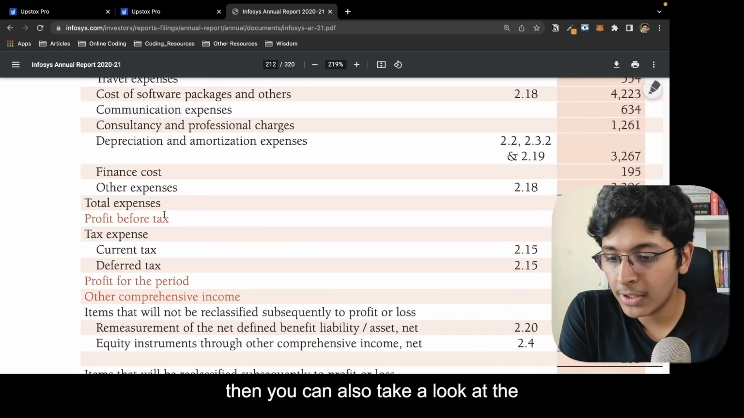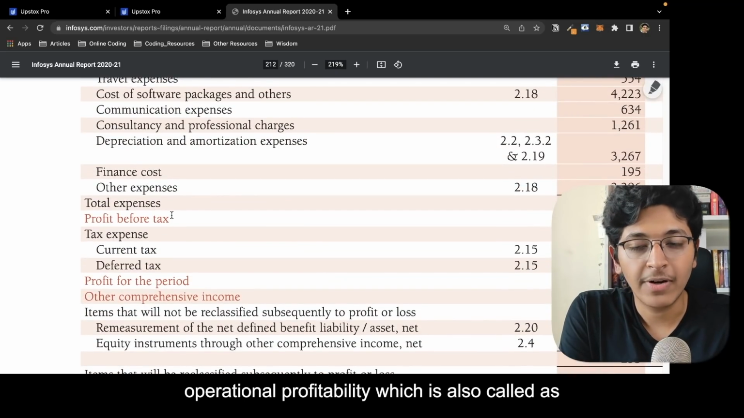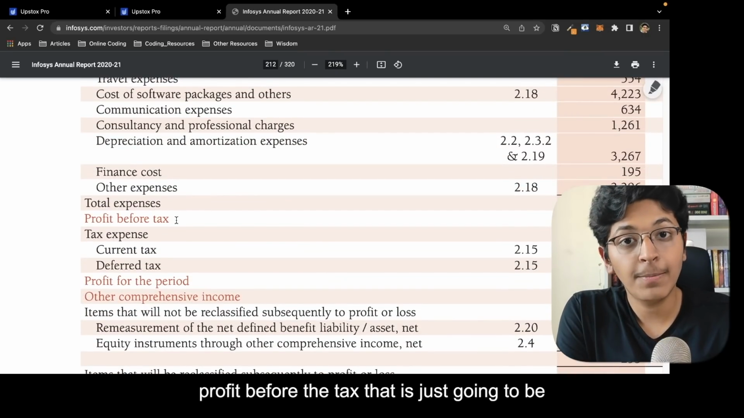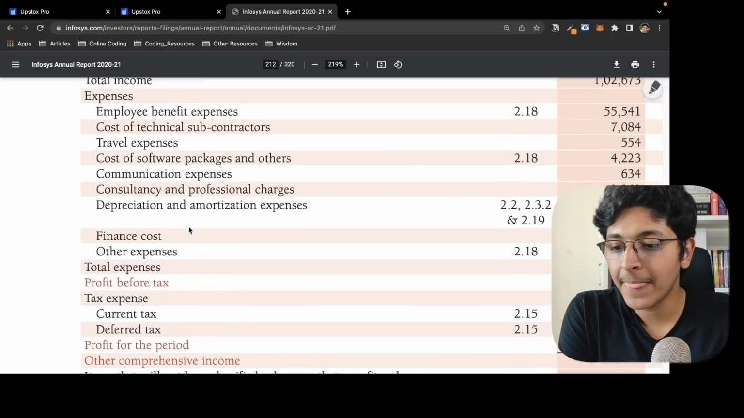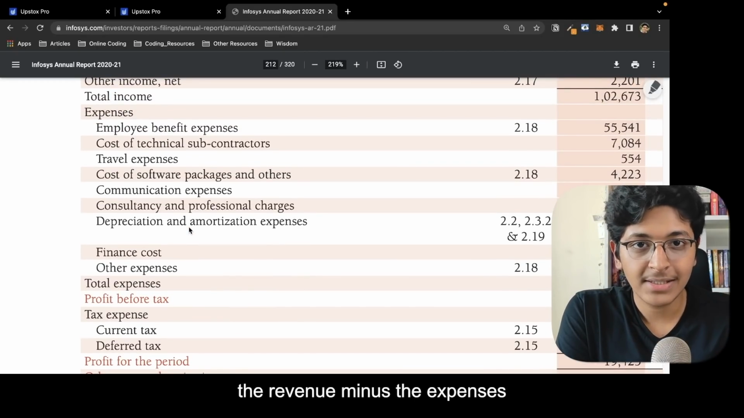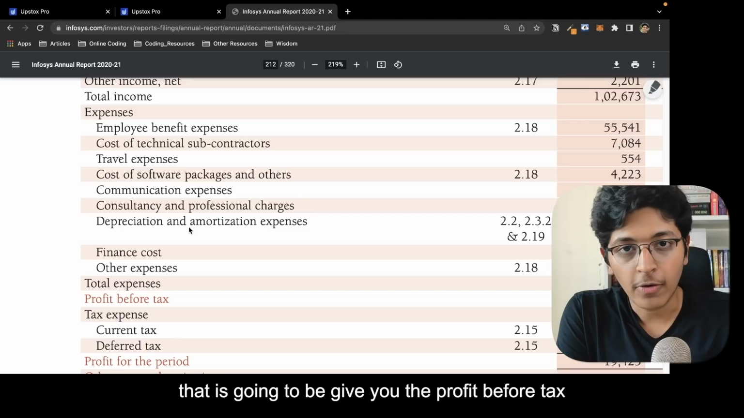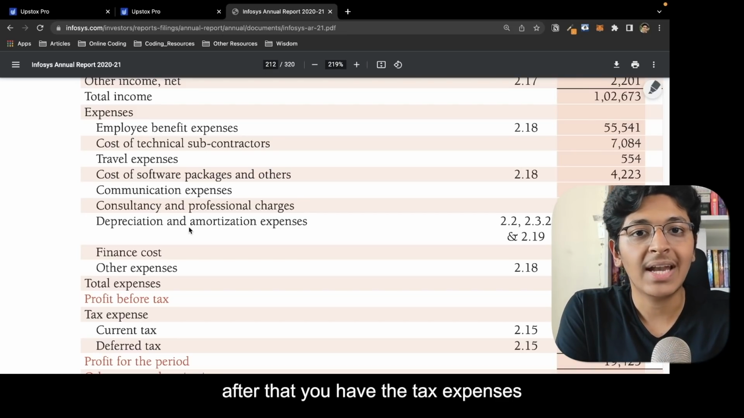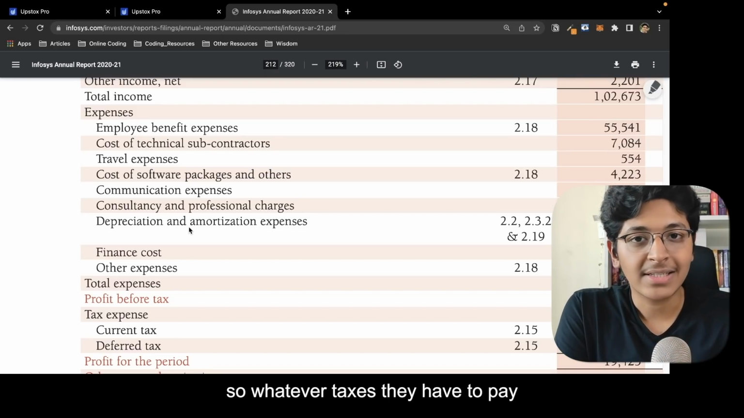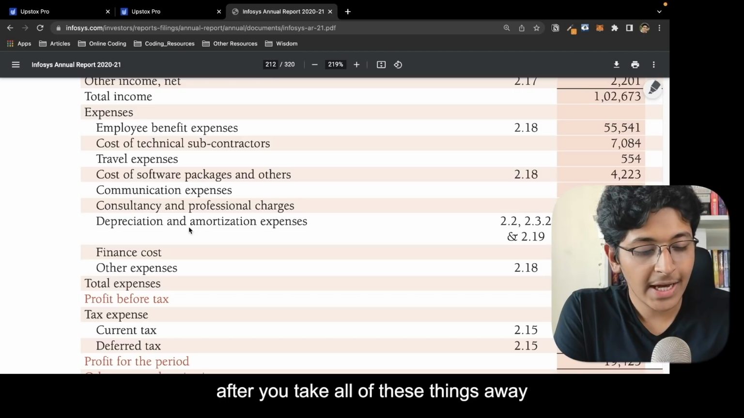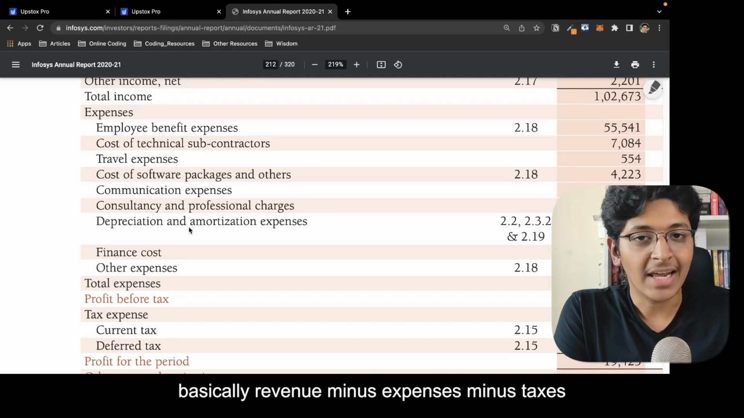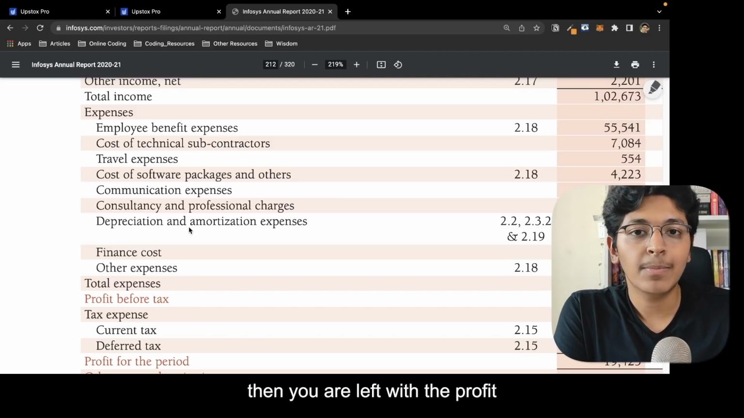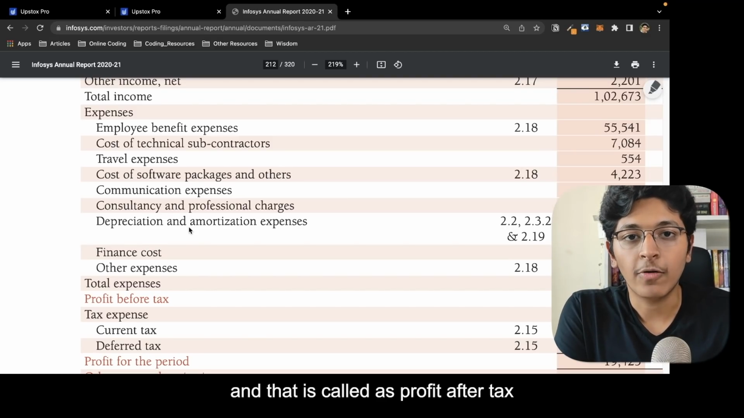Then you can also take a look at the operational profitability, which is also called profit before tax. That is just going to be the revenue minus the expenses. That is going to give you the profit before tax. After that, you have the tax expenses, so whatever taxes they have to pay. After you take all of these things away, basically revenue minus expenses minus taxes, you are left with the profit. And that is called profit after tax.